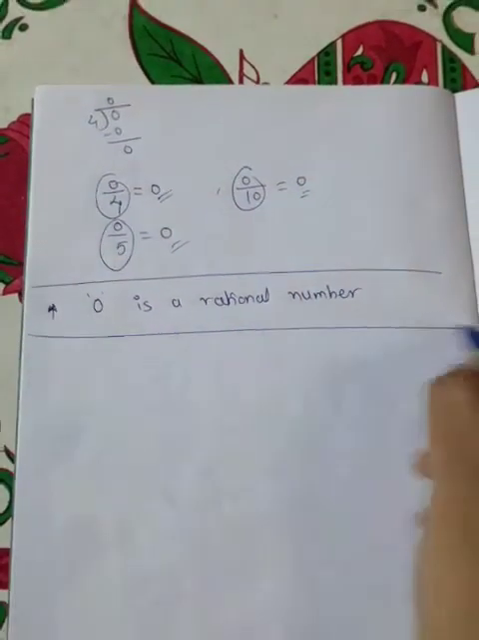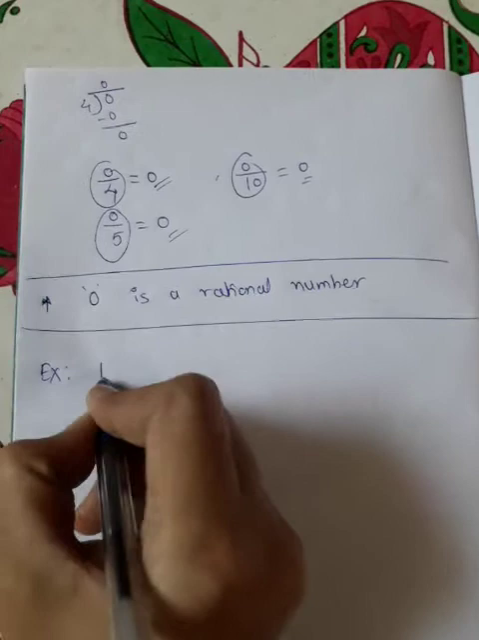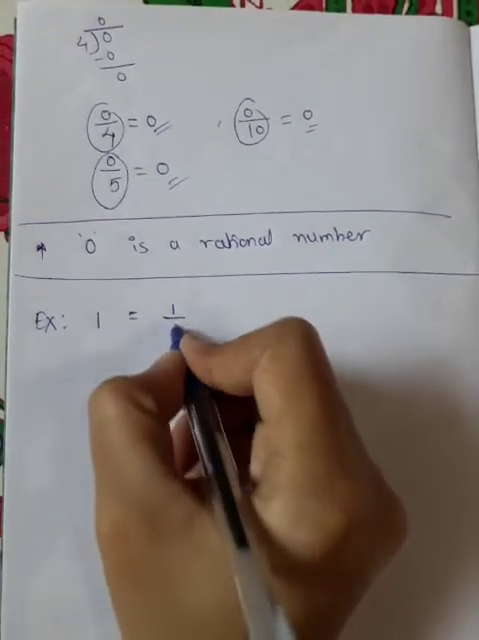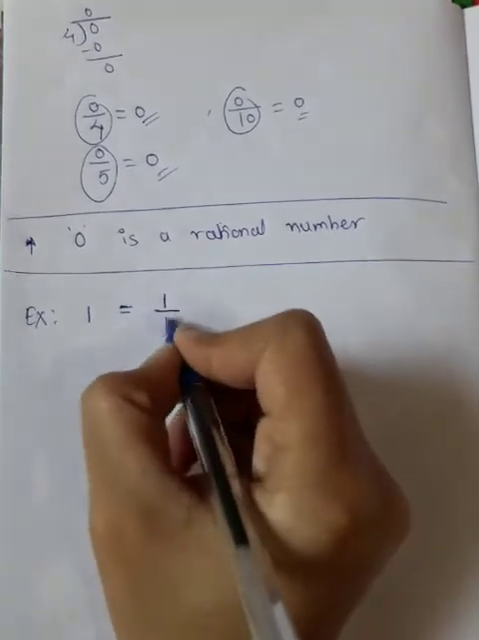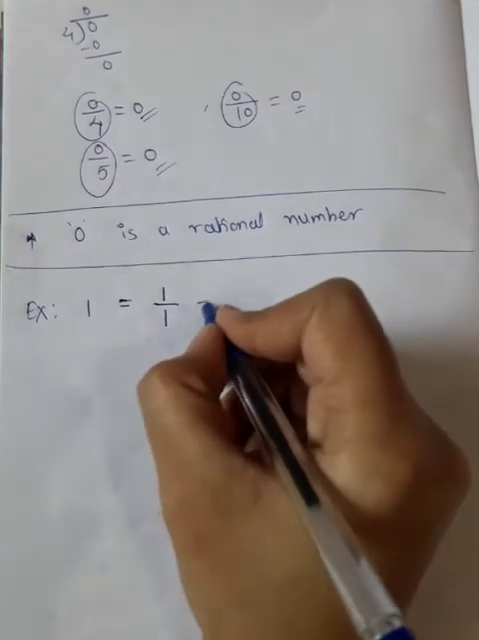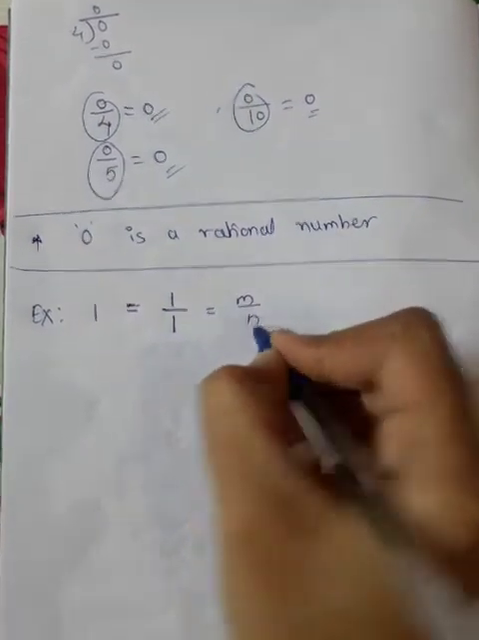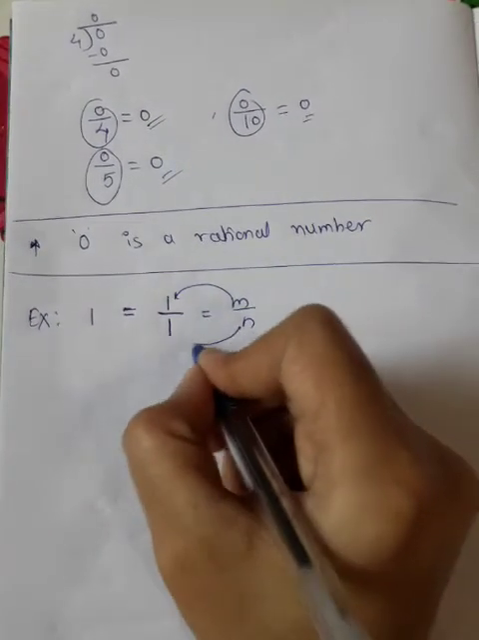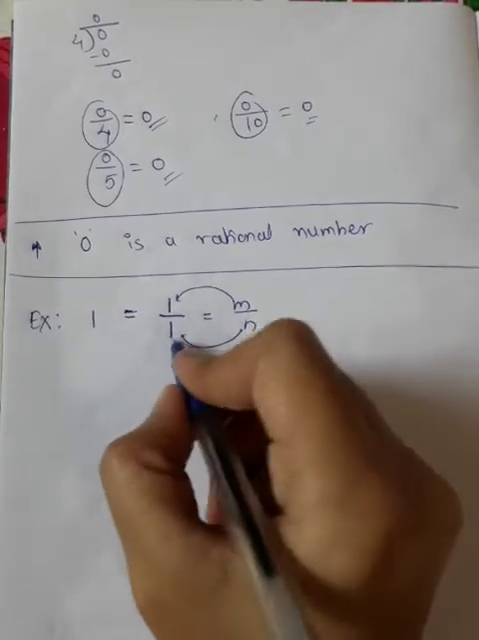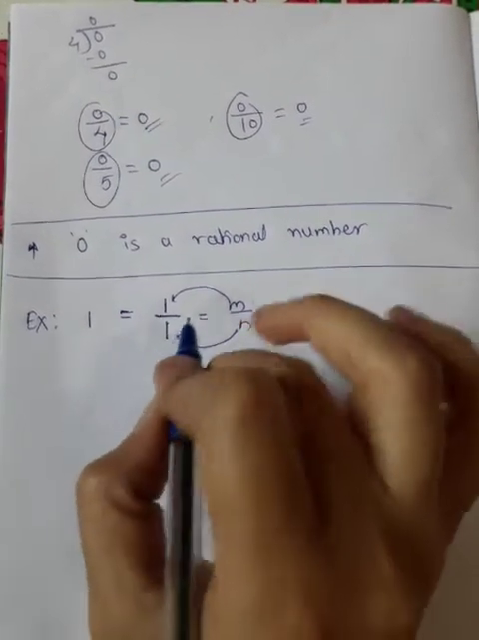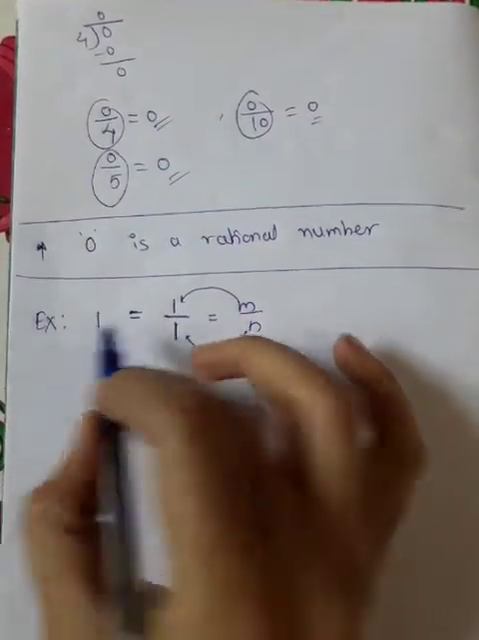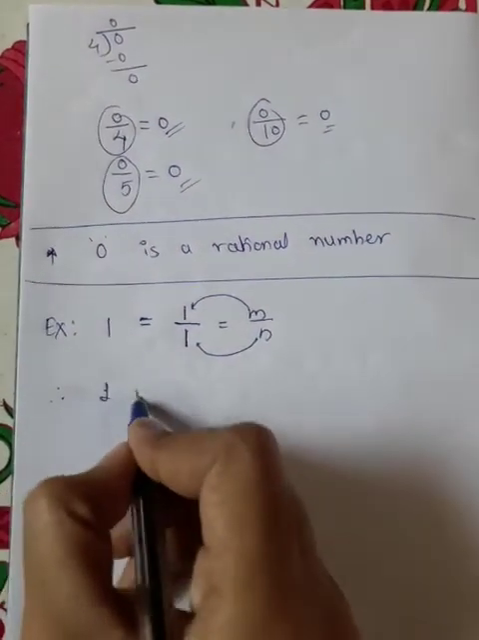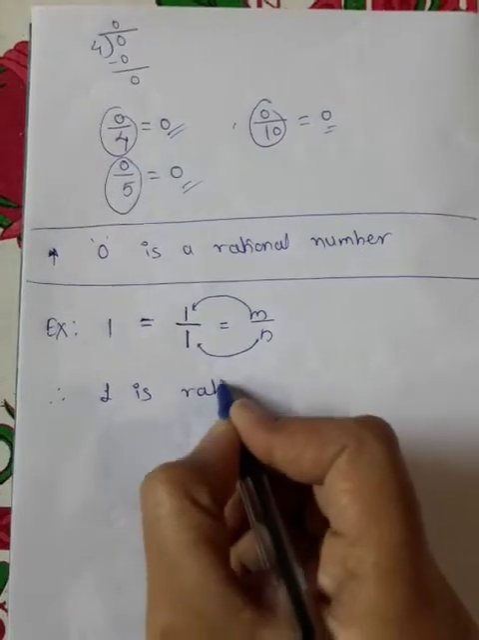Now see, if we take 1, check whether 1 is a rational number. So see, we can write 1 as 1 by 1. Okay, and we know a rational number is in the form of m by n, where m is an integer. So see here, 1 is an integer, n is also an integer, and it is not equal to 0. So here we can write 1 in the form of m by n, where n is not equal to 0. So therefore 1 is also a rational number.